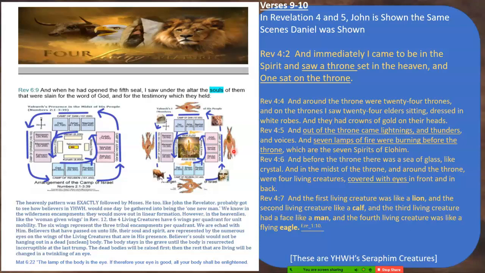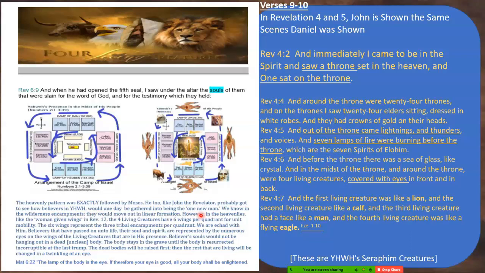And also keep in mind that in the wilderness encampments, Moses was instructed to do everything as he was shown in the heavenlies, okay? So the heavenly pattern was exactly followed by Moses. He too, like John the Revelator, probably got to see how believers in Yahweh would one day be gathered into being the one new man, because we are one with Yahusha HaMashiach as the head. We are one body functioning together.